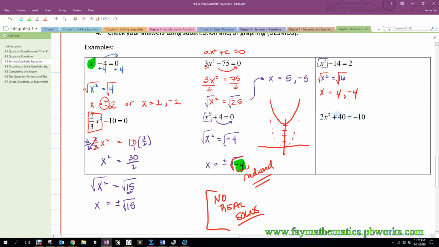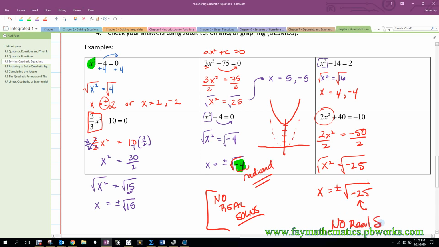Jump into this question here. Same concept. Isolate that. So subtract 40 from both sides. So we get 2x squared equals negative 10 minus 40, which is negative 50. Divide both sides by 2. I get x squared equals negative 25. Square root both sides. Get x equals plus or minus root negative 25. Again, if that number is negative, no real solutions.